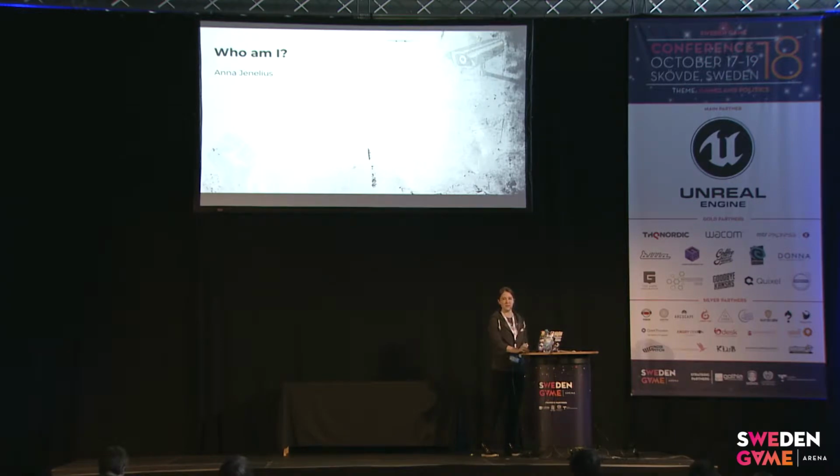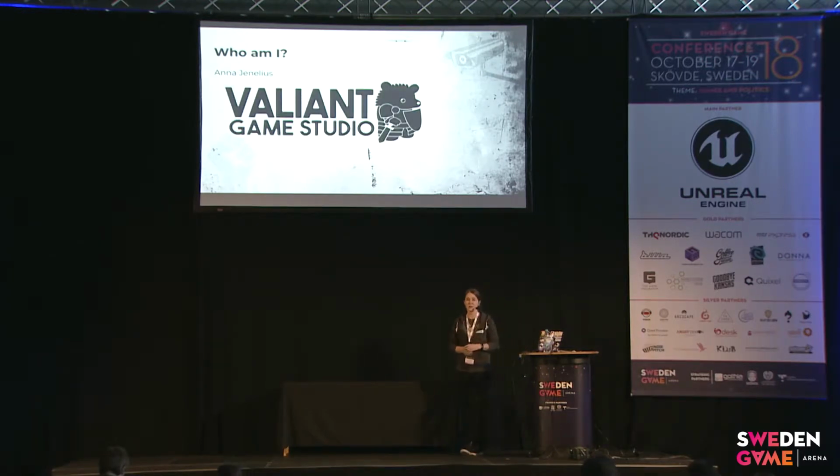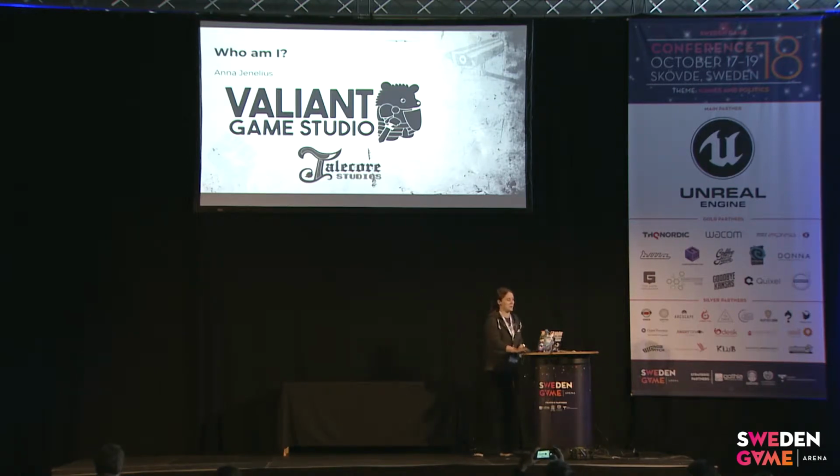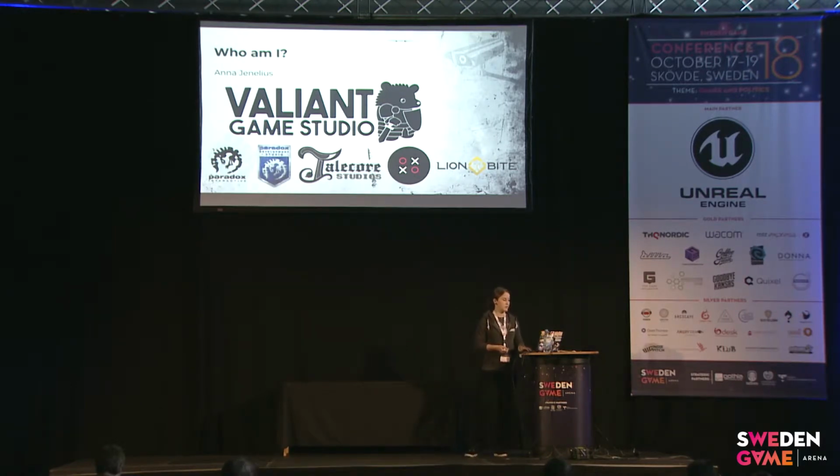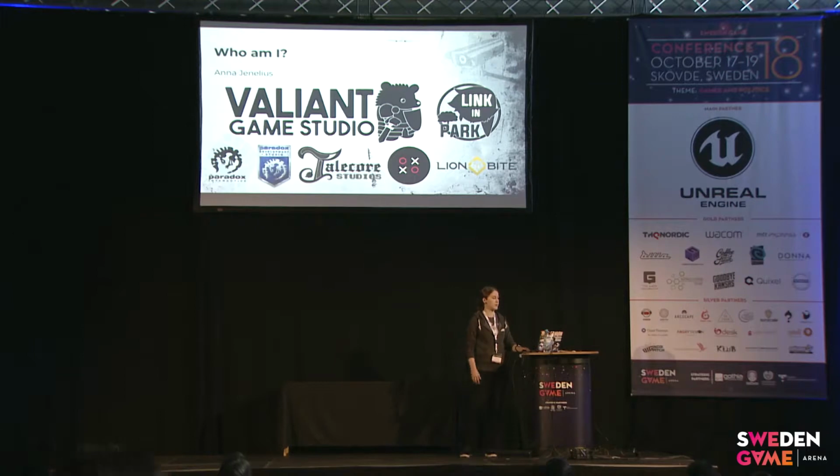So, who am I? My name is Anna Jenelius. I am the CEO and the creative director of Valiant Game Studio. We started just last year. Before that, I was a solo indie, so I made games with Talecore Studios. I was just one person, but I still call myself a studio. So already then I made games that had some kind of heavier subject to them. I was a game design teacher for a while at Future Games up in Stockholm. I was a freelance writer for Lionbite in Stockholm. I've been at Paradox, both Paradox Interactive and Paradox Development Studio. That's how I started my career in the games industry. I also host a row of meetups in Stockholm called Linkin Park and Linkin Bar, along with a guy called Liam O'Neill. So that's a little bit of the background.